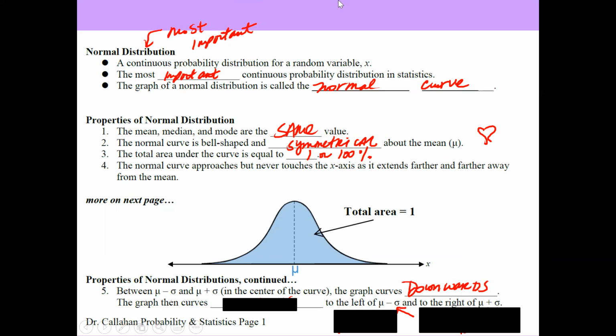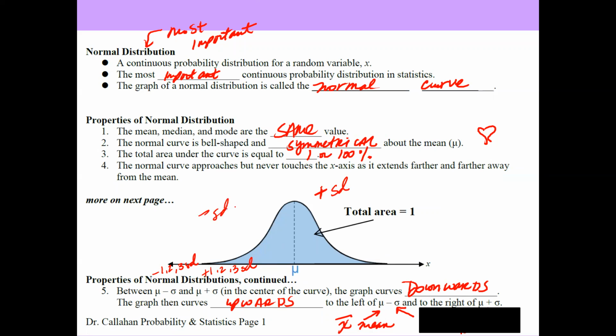So here are some of the other normal distribution properties. It is between the mean minus a standard deviation and the mean plus a standard deviation. This is generally when you have +1, 2, 3 standard deviations and -1, 2, 3 standard deviations. The graph curves downward between those points, and then curves upward to the left of the mean minus a standard deviation and to the right of the mean plus a standard deviation. So this is the area where it's plus a standard deviation, and the left side is minus a standard deviation.